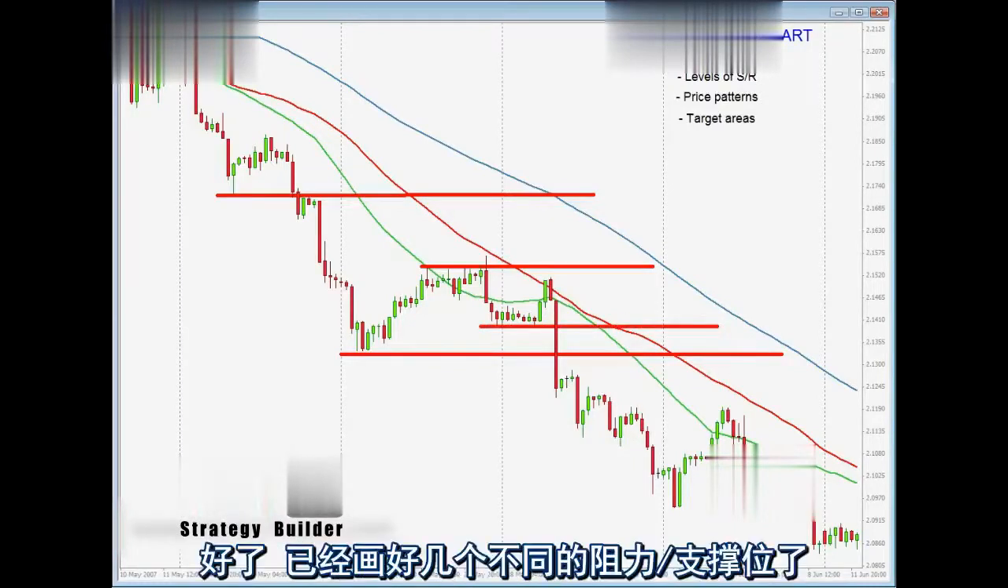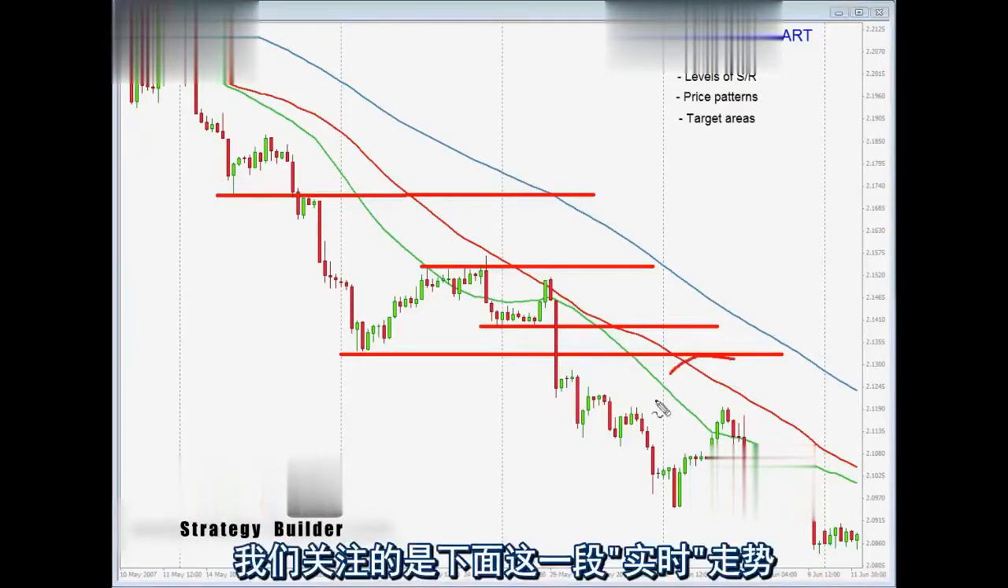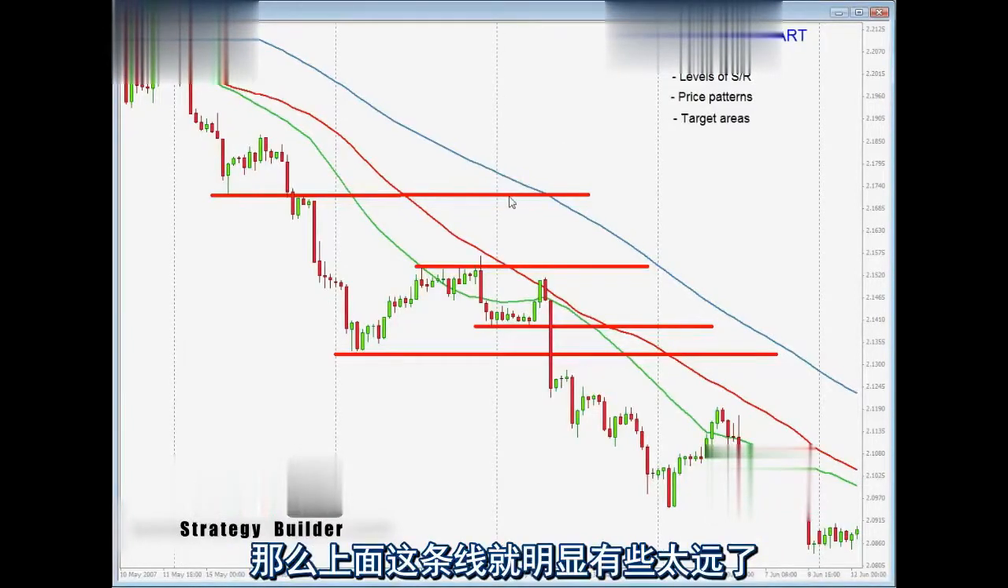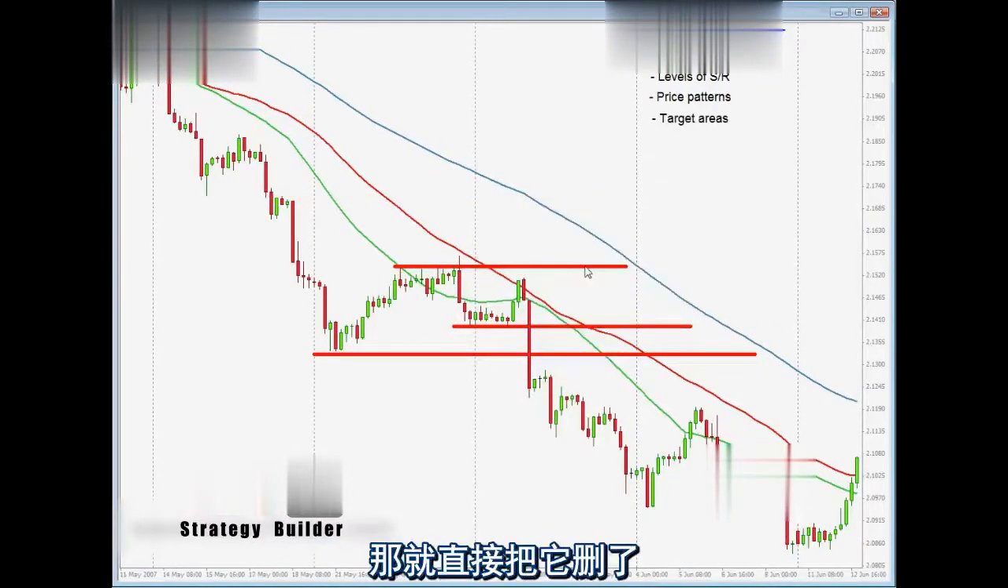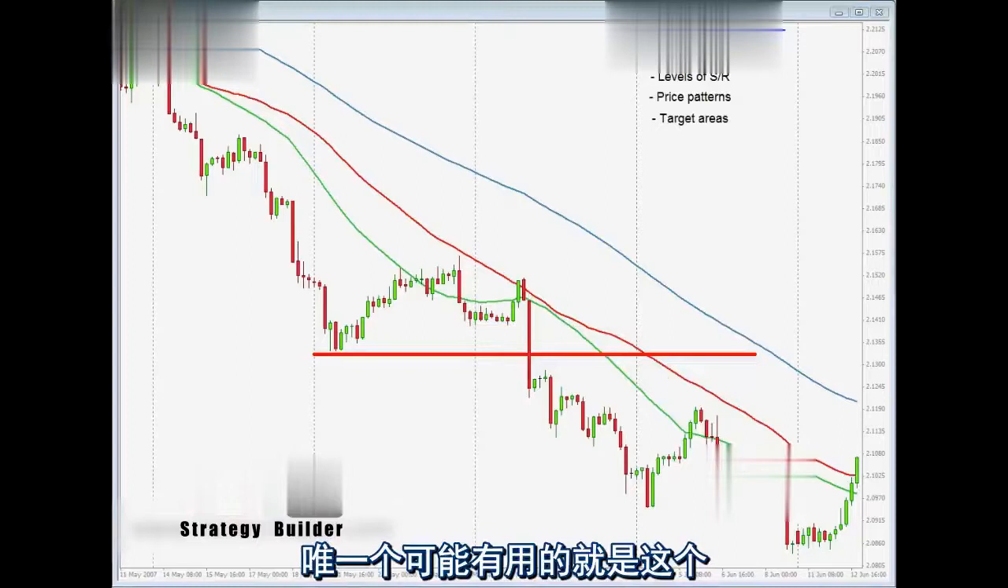All right, okay, so I've established my different levels of horizontal support and resistance. In this case, since remember we were looking at this part of the chart, this line is definitely too far, right? It's definitely too far from market price, so I'm just gonna ditch it. It's just way too far. Like I say, I'm not interested in this one either, or in this one either. The only one I could possibly be interested in is this one, okay?